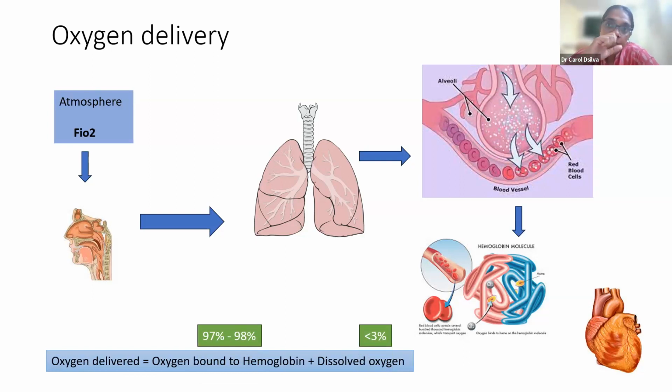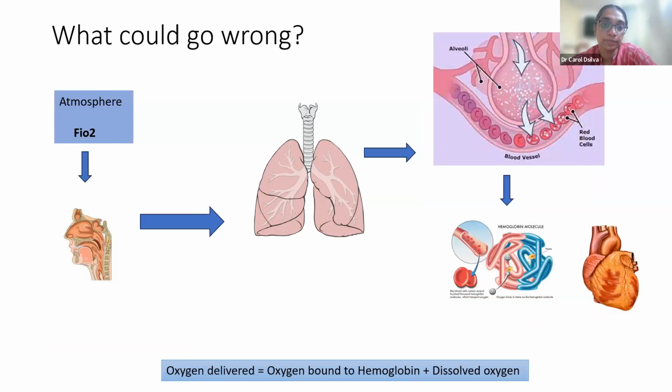Why this is important is that if your hemoglobin is low to begin with, you can increase your FiO2 or increase the oxygen, but until and unless you correct the cause or correct the hemoglobin level, the oxygen carrying capacity of the blood is not going to improve. This is called anemic hypoxia. So remember that the majority of the oxygen is transported by hemoglobin.